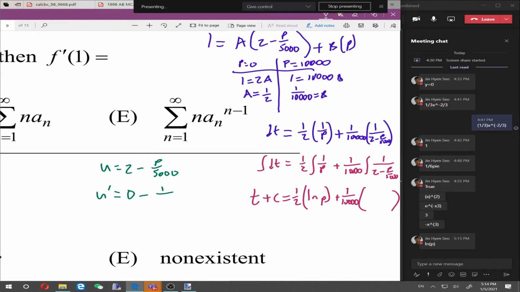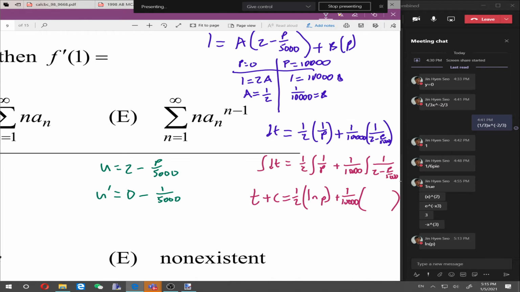Is it just 1 over 5,000? Perfect. And that will be negative because of the negative sign, but u prime is negative 1 over 5,000. So that means if I wanted to substitute, I need a 1 over 5,000 in order to substitute for u prime that I don't have. So I'm going to multiply by 1 over 5,000 and divide by 1 over 5,000 in order to get my u prime.